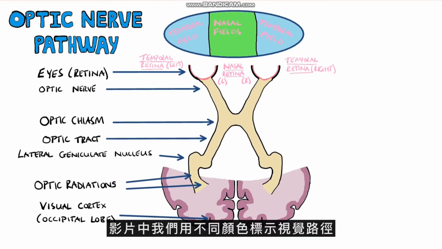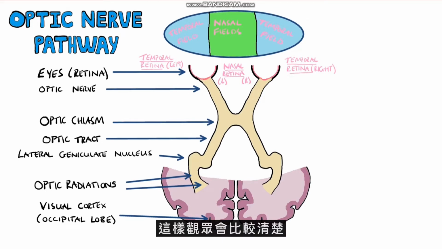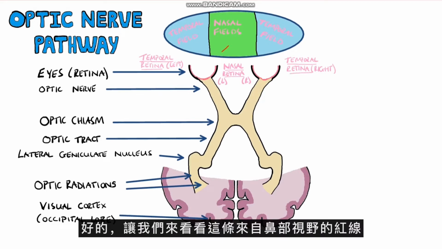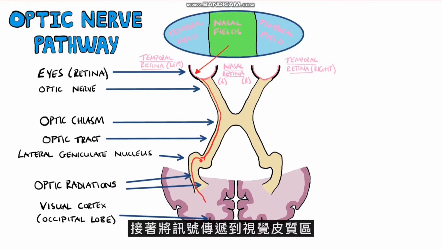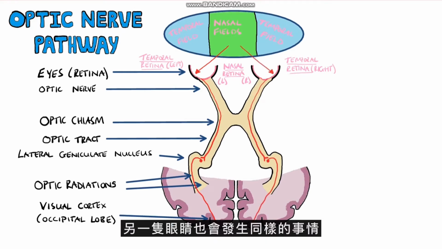So we'll do these in different colors so we can try and keep things clear. Okay, so let's take this red line coming from the nasal field of vision, going into the eye and hitting the temporal retina of the left eye. The signal generated will then pass from the retina through the optic nerve into the optic chiasm, followed by the optic tract, and then into the lateral geniculate body, where the nerve carrying it will synapse with another nerve that then relays the signal to the visual cortex. The same thing would happen in the other eye, with a stimulus coming from the nasal field of vision, shown by the other red arrow.